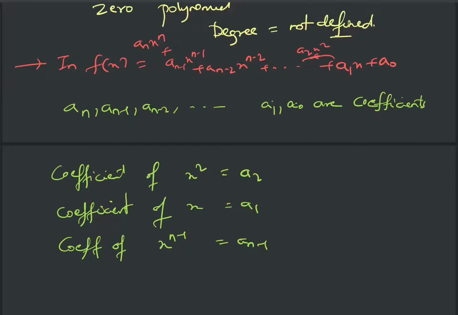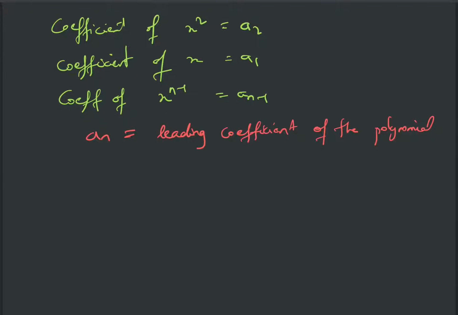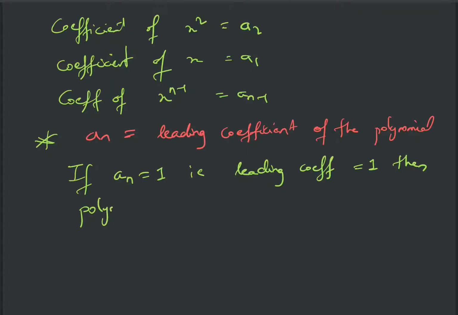So these are called the coefficients, and this a_n is called the leading coefficient of the polynomial. This is a very important point: a_n, the coefficient of the highest degree term in the polynomial, is called the leading coefficient of the polynomial, right? And if a_n is equal to 1, that is, the leading coefficient is equal to 1, then the polynomial is called a monic polynomial.